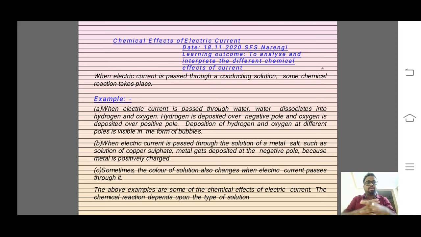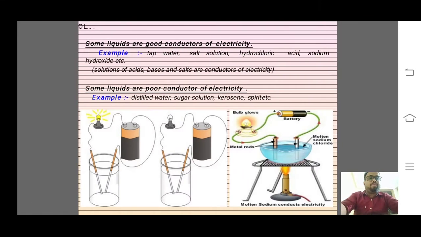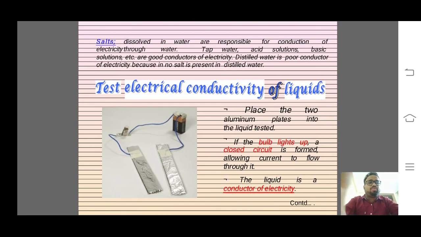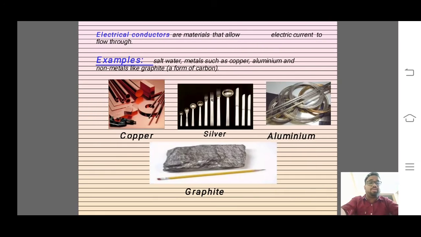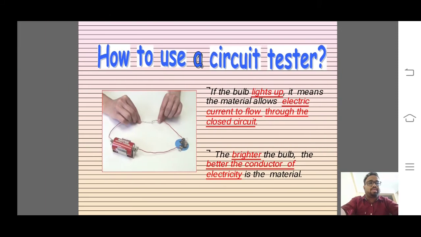In the previous class, we did testing of liquids. We discussed the testing of liquids. Some liquids are good conductors, some liquids are bad conductors. We discussed testing the electrical conductivity of liquids. What are different kinds of liquids? What are insulators? These are the things that we discussed in the last class.